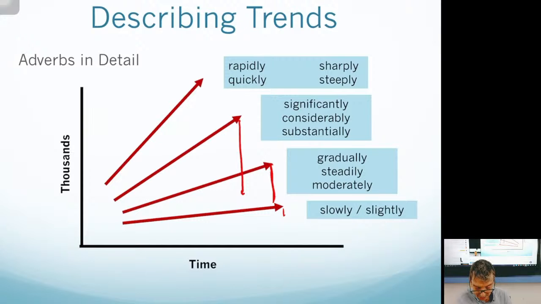And then we've got the most expressive, the biggest extent that you could have, which you can describe using the words rapidly or quickly or sharply or steeply. So the steepness of this gradient tells us how it is going up. And we can use that to describe different types of graphs, which we will have a look at later.